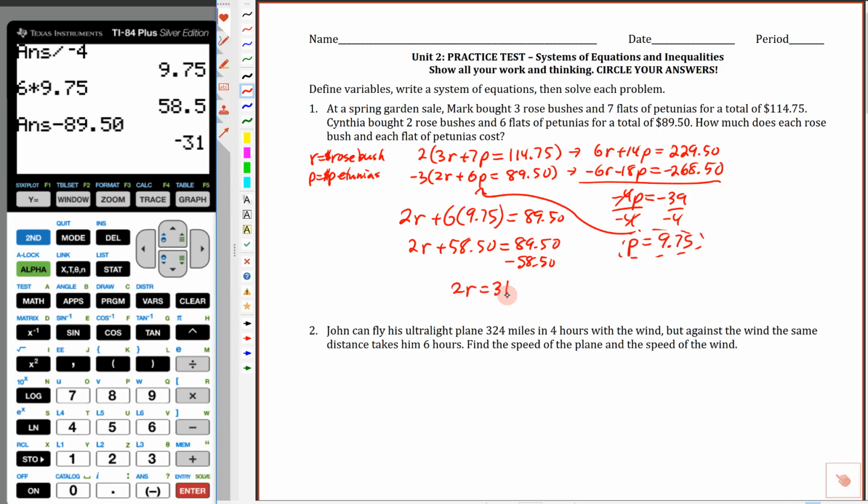I just know that I need to change the sign of that. So this is going to be 31, and we're going to divide by 2, so we get r is equal to, well, that's going to be 15.50 on that. So 15.50. So there's the answer for this guy right here.